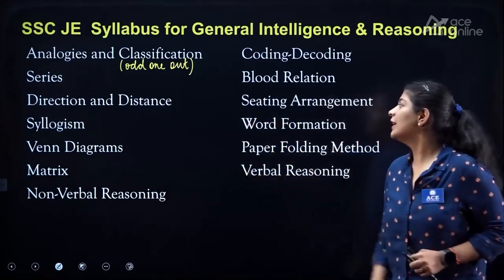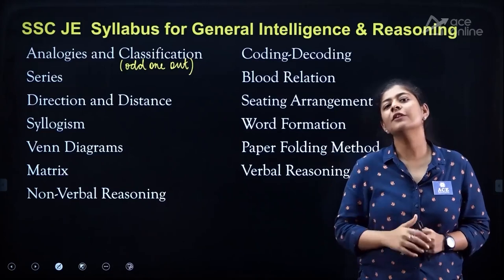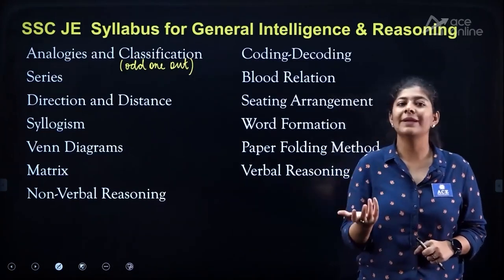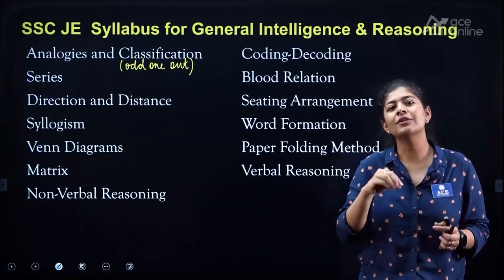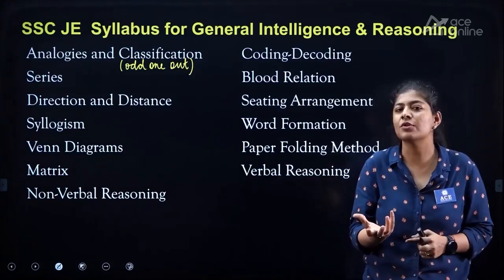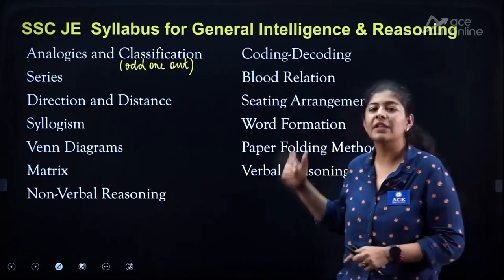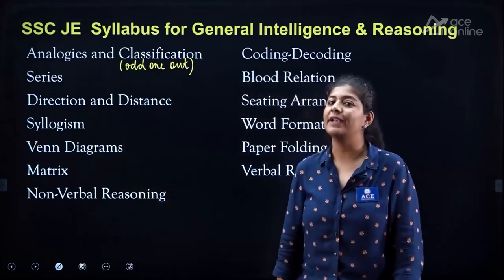The next one is word formation. In word formation, some alphabets, letters, or a word is given to you, and you need to pick specific letters out of it, or do some operation on the letters given in the question. The next one that we have is the Venn diagram.